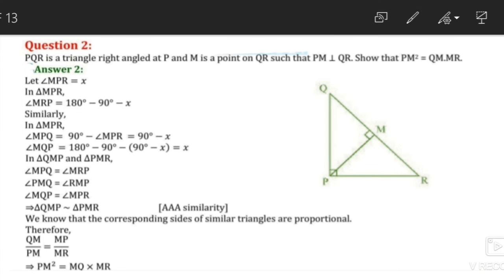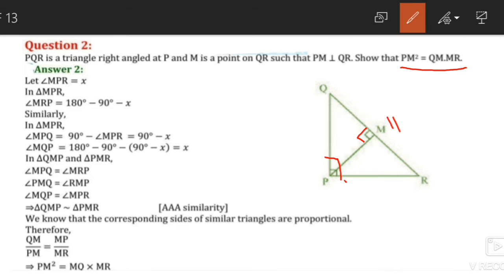Now second question. PQR is a triangle right angled at P. That means PQR is a right angle triangle where the right angle is at the point P, and M is a point on QR such that PM is perpendicular to QR. Show that PM square is equal to QM into MR. So let's start this solution.